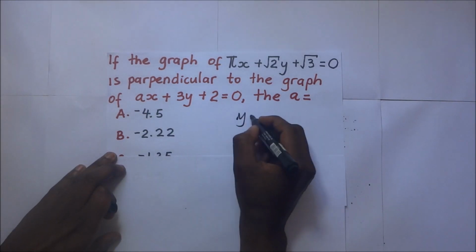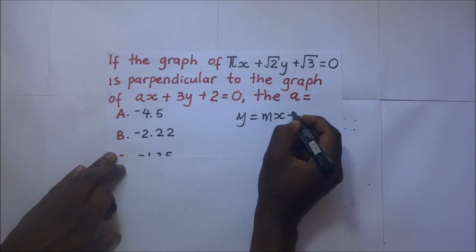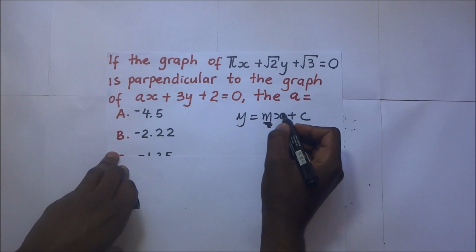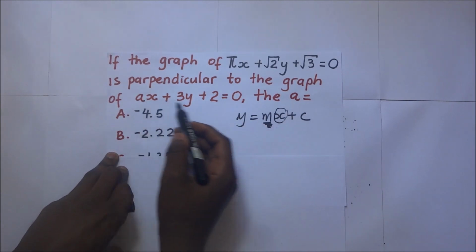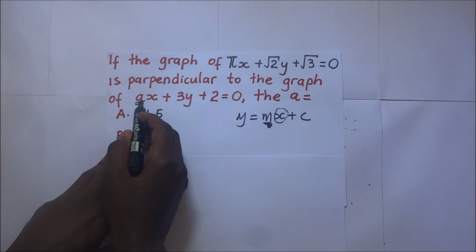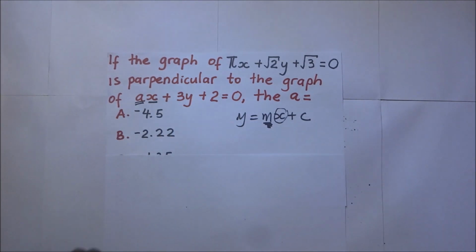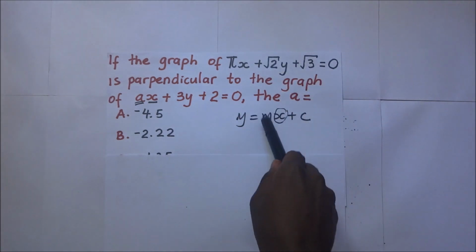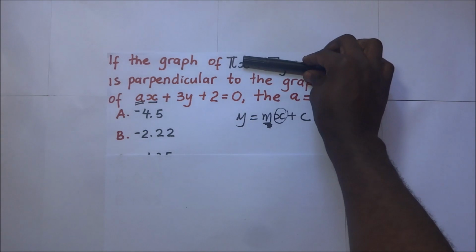Y is equal to mx plus c. The value of m is the gradient and it is the coefficient of x. When you look at this equation, they are asking us to find the value of a, which is a coefficient of x. So what we are going to do is make this equation look like this one, so that we know the value of m in this equation.